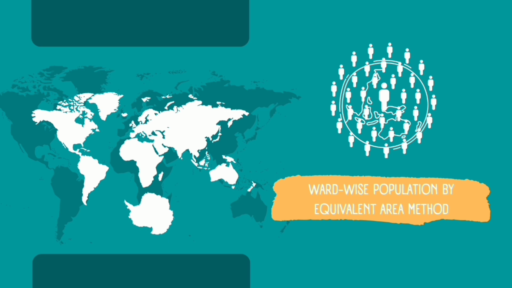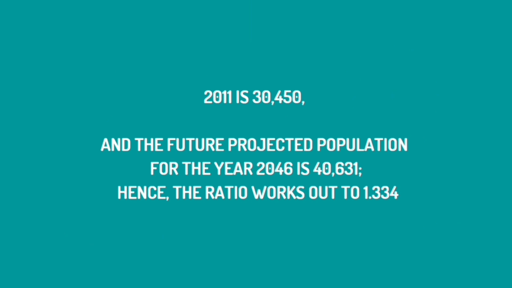Let's see how the projected population is going to get distributed in the area. This is called the ward-wise population by equivalent area method. So consider this case. In 2011, the population of a place was 30,450, and the future projected population for the year 2046 is 40,631. Now you can choose any method or the average of all the methods that we have just learned.